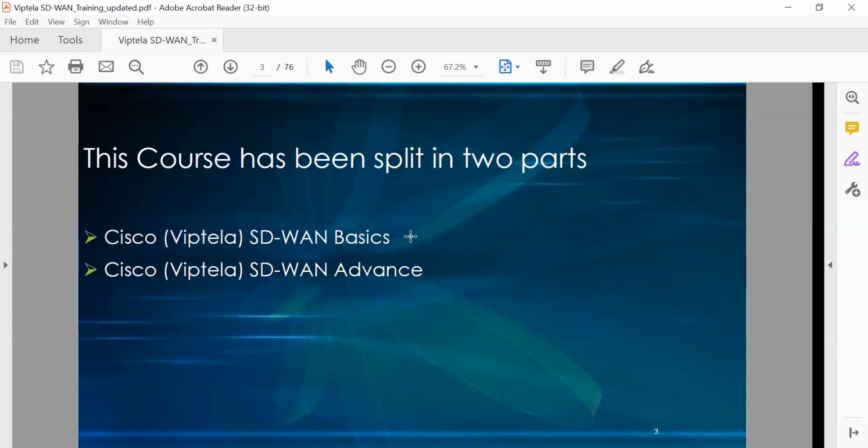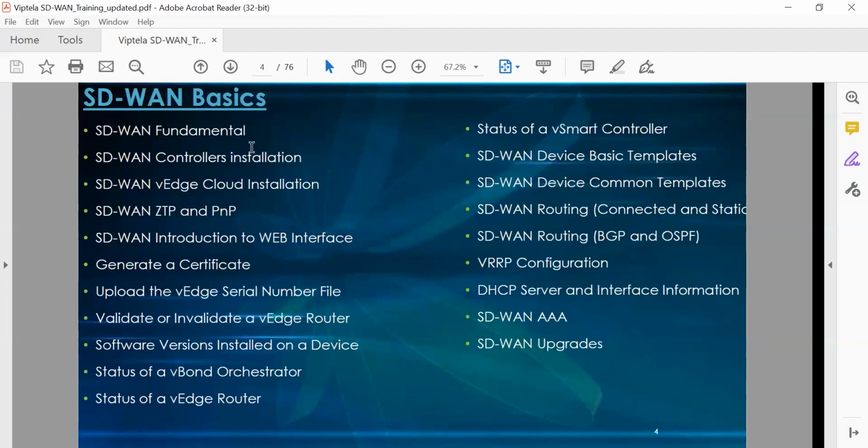Now this course is split into two parts, basics and advanced. I'll keep touching both ways, depending upon the pace with everyone. In basics, we are covering these topics: fundamentals in depth, the installation of controllers, cloud, ZTP (zero touch provisioning), plug and play. Don't worry if you are seeing these things for the first time. The day we conclude this course, you will be very comfortable with all these things.